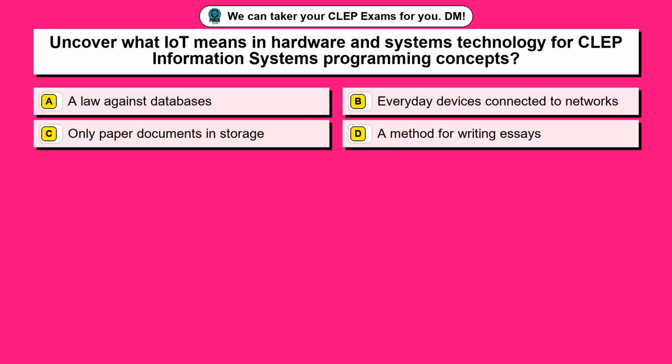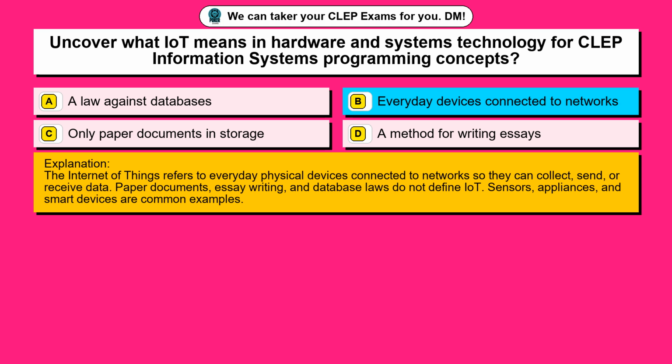Question 62. Uncover what IoT means in hardware and systems technology for CLEP Information Systems programming concepts. Option A. A law against databases. Option B. Everyday devices connected to networks. Option C. Only paper documents in storage. Option D. A method for writing essays. The correct answer is option B. Everyday devices connected to networks.